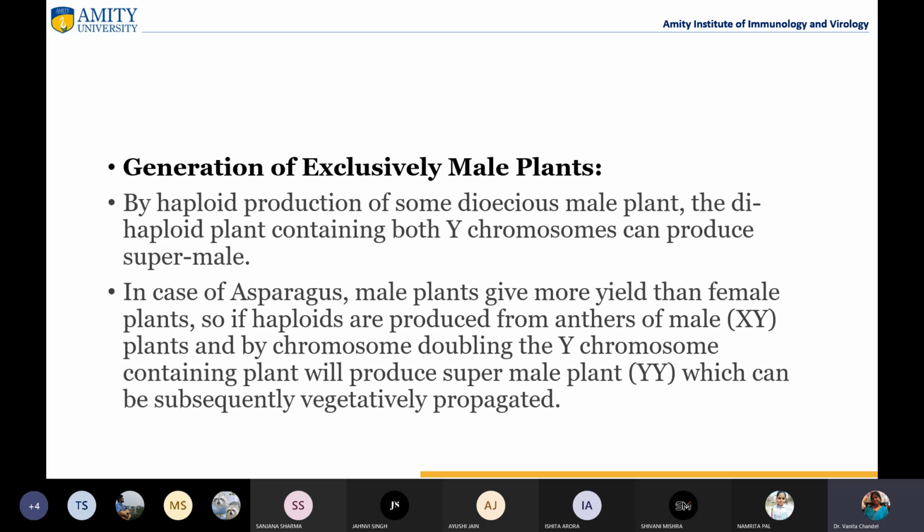So haploids are produced from the anthers of the male plants, and then they can go through a process of chromosome doubling, which will produce a super male plant with double Y chromosomes, right? And then subsequently, it can be propagated vegetatively and cultivated further. So in these cases, these are useful.